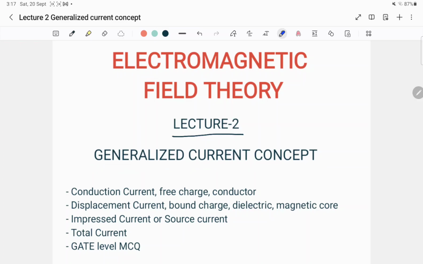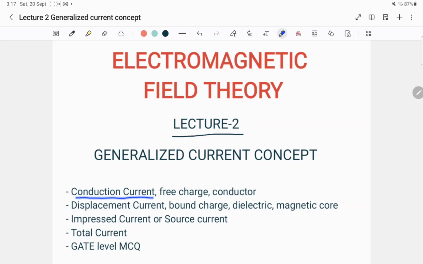In this lecture we are going to cover these topics: conduction current, which is related to free charge or the conductor; displacement current, which is related to the bound charge, which is present in dielectric material or magnetic core; impressed current, which is also known as the source current; total current; and a few GATE level MCQs.